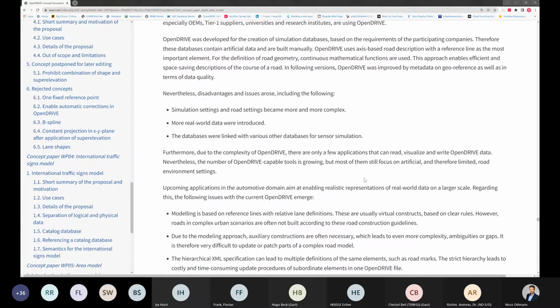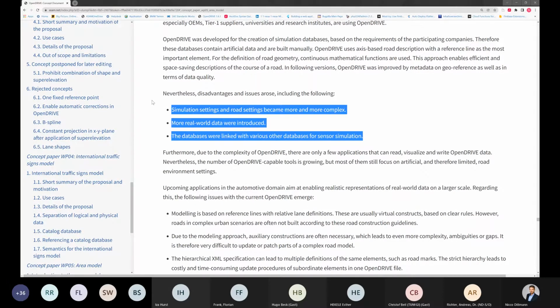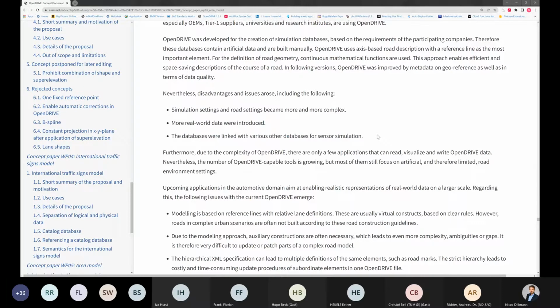Okay, yeah, no. Yeah, looks familiar. So yeah, as I said, more complex data, more real world data in the simulation, and the interest of getting additional data like we had in the discussion about the materials previously, that also sensor simulation needs more information as we currently have in OpenDRIVE.